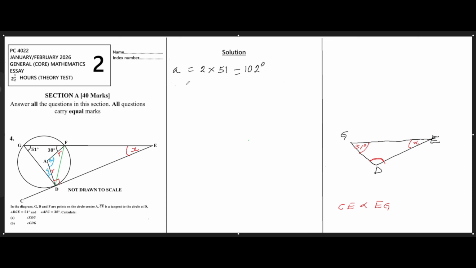Remember to write down the property. That is the angle at the center is twice the angle at the circumference.